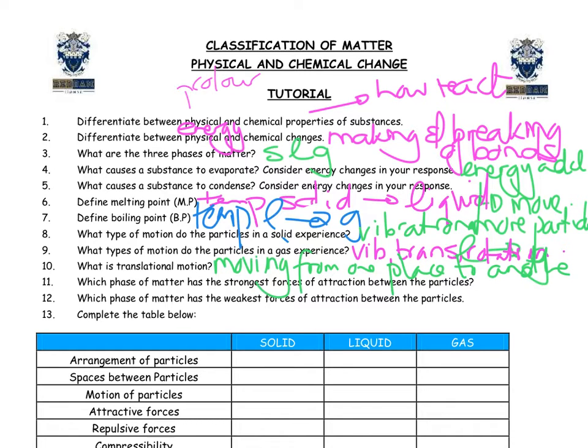Which phase of matter has the strongest forces of attraction between the particles? That would be a solid. Which phase of matter has the weakest forces of attraction? That is a gas. Therefore, it's got the strongest forces of repulsion by virtue of that. Complete the table below.